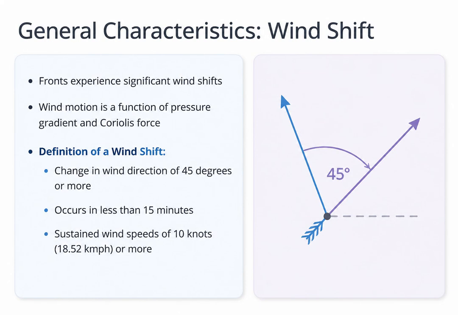Another key characteristic is that a front experiences a wind shift. This is because wind motion is a function of the pressure gradient and the Coriolis force, both of which change across the frontal boundary. Meteorologically, a wind shift is specifically defined as a change in wind direction of 45 degrees or more, occurring in less than 15 minutes, with sustained wind speeds of 10 knots or more throughout the shift.